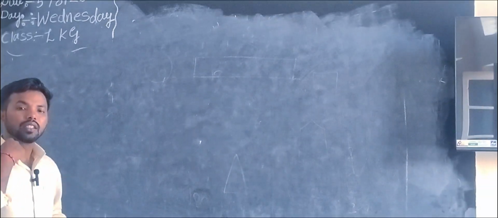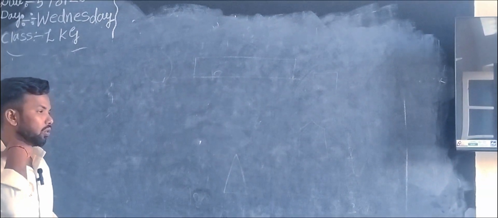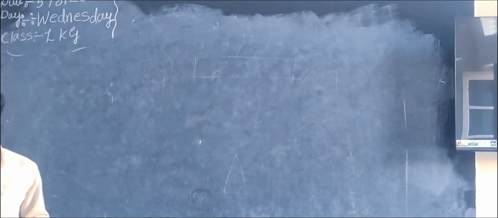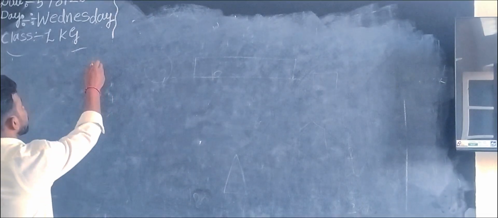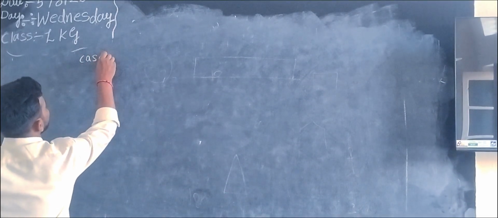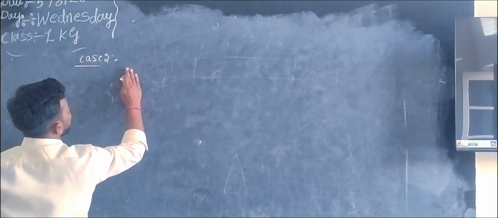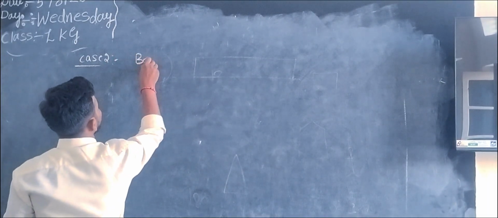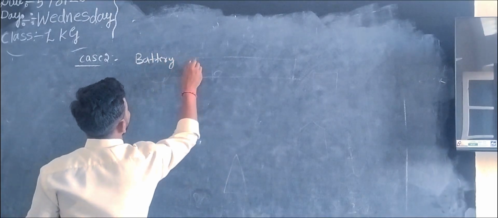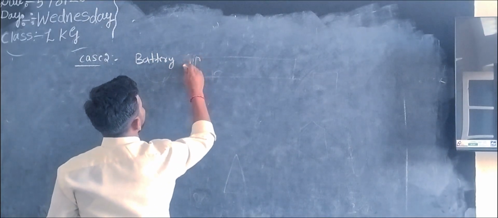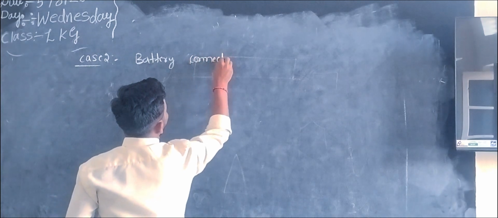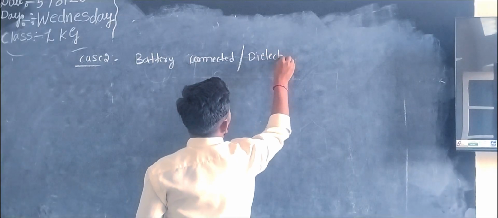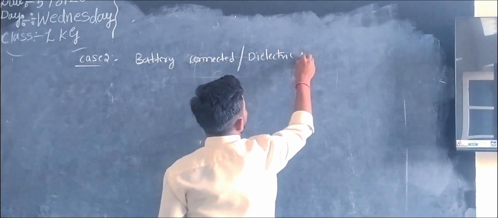Dielectric inserted or removed. Now what do you do? Dielectric inserted, battery inserted or removed. Case number 2: battery connected or dielectric inserted. Case 2. Battery connected or dielectric. Battery connected, dielectric inserted.